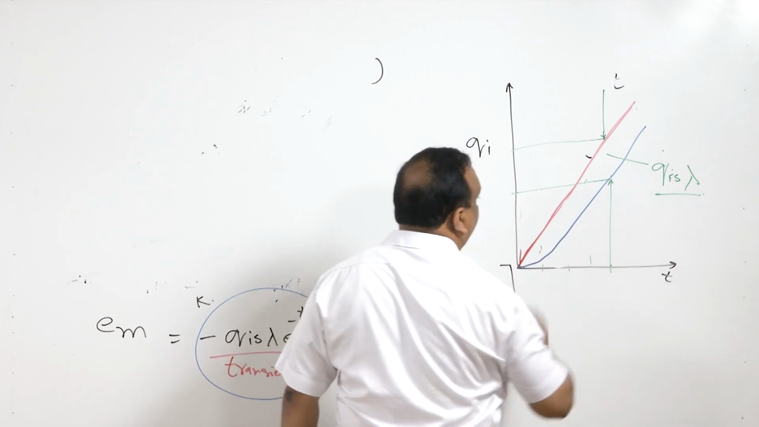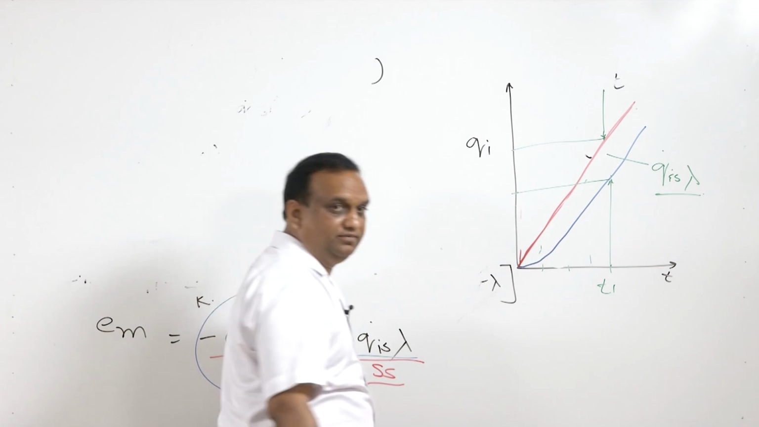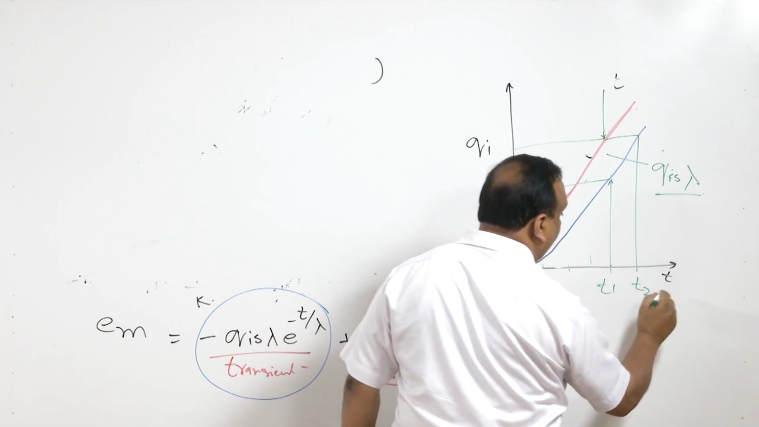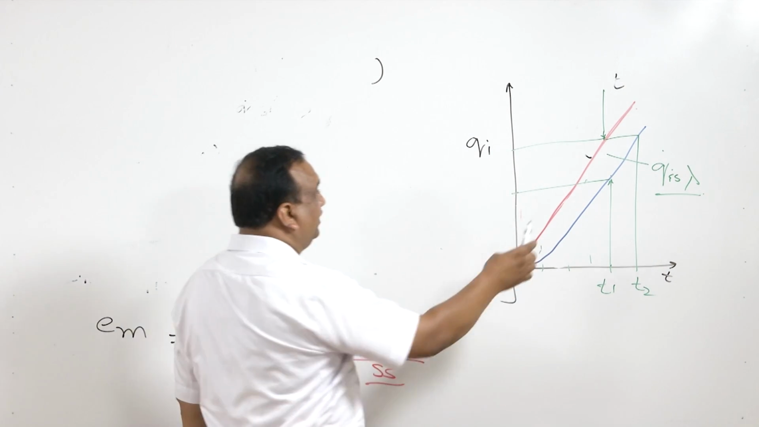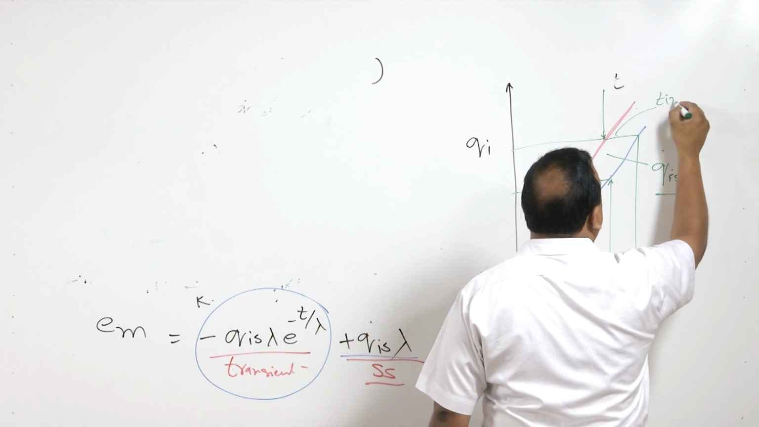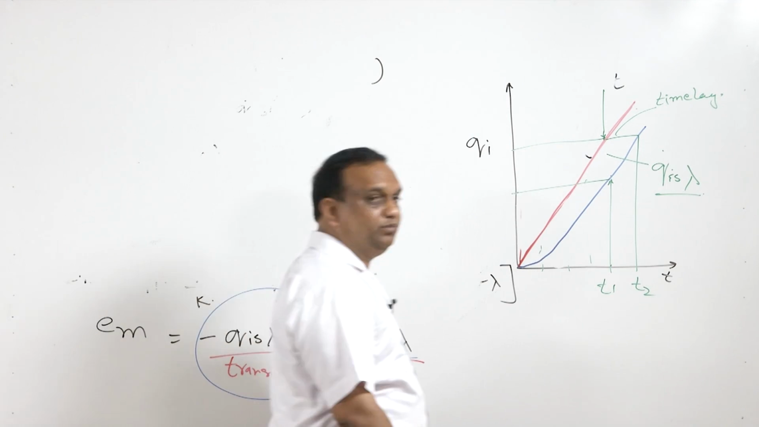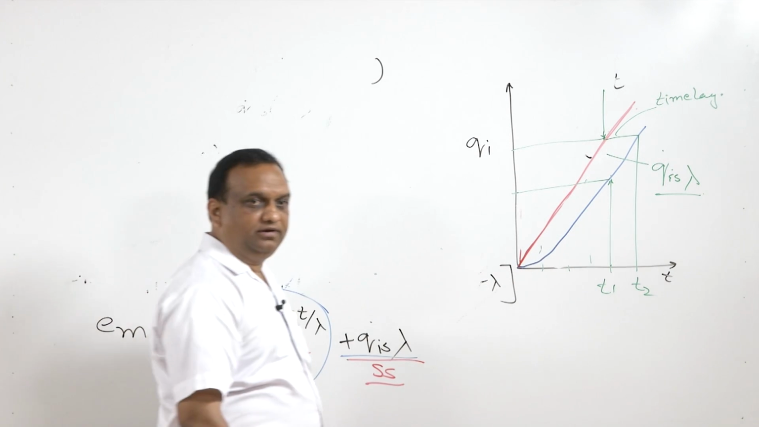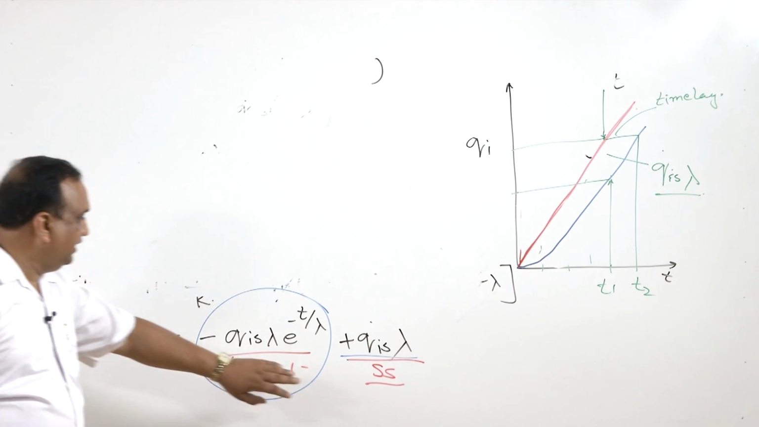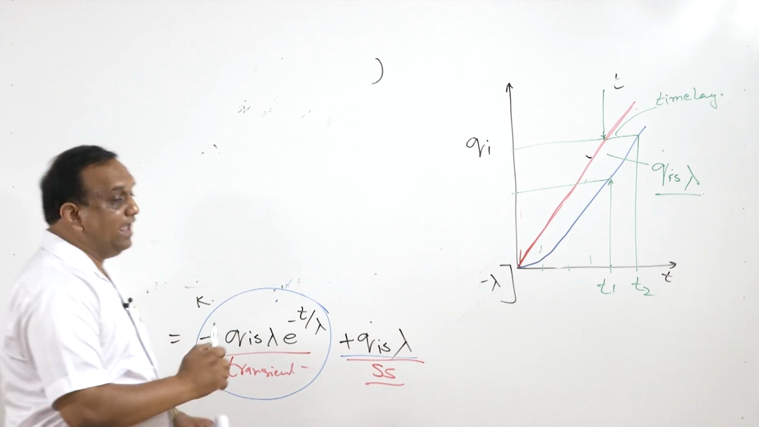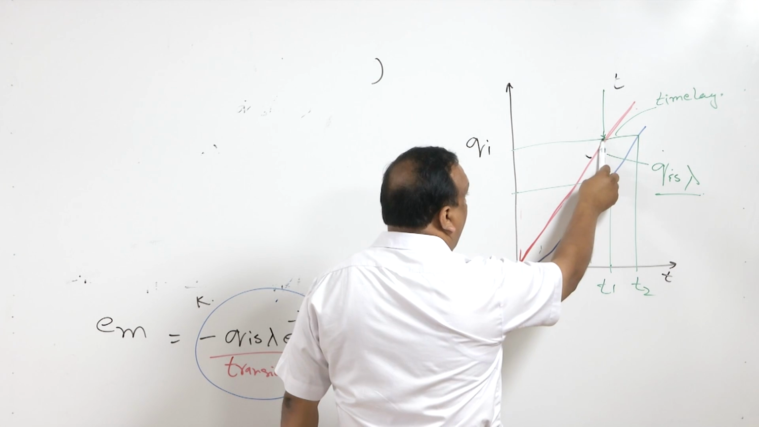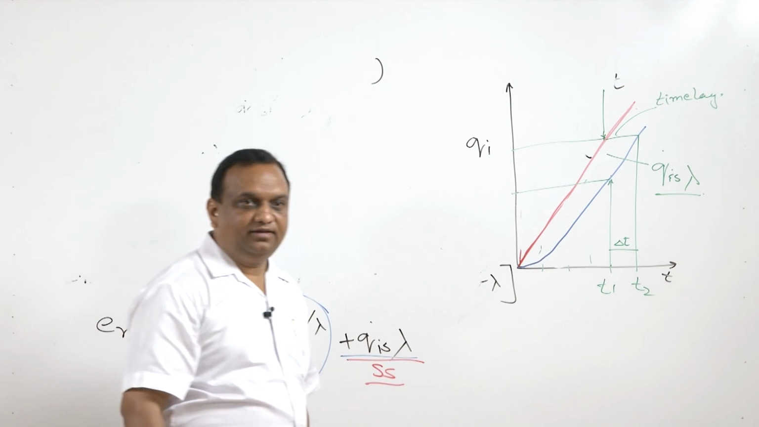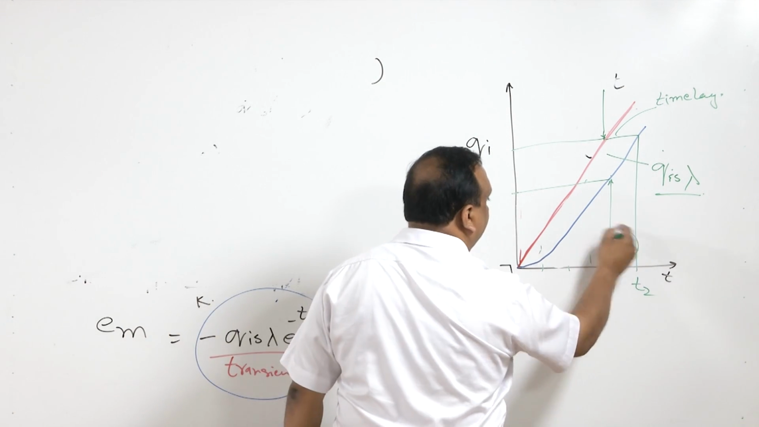For example, this reading we are getting at T1, but actually this is going to happen for the instrument at T2. So this time interval is known as time lag. There are two things: steady state error at a particular time, the difference between actual input and output of the instrument. This difference is steady state error, and it is shown by Q dot lambda. And time lag means the actual input is this, and the instrument will show the actual input after a time interval of delta t. This is known as time lag.